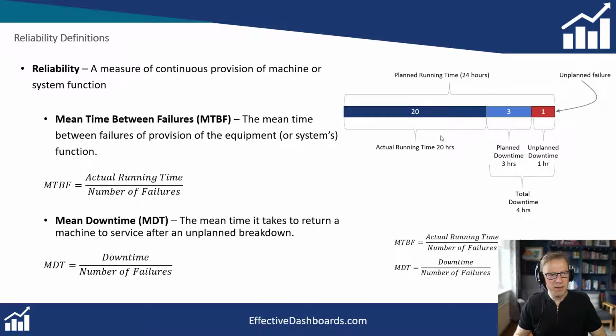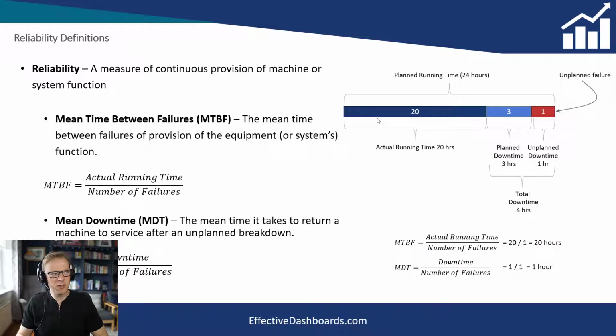We've got a really simple example here, just to get our heads around what we're going to be calculating. In this example, the machine is going to be running for 24 hours, and we're assuming that is the planned runtime of this machine, continuously running. During this 24-hour period, we had an actual runtime of 20 hours, and then there was a planned downtime of 3 hours, but there was also an unplanned downtime of 1 hour. That was an unplanned failure.